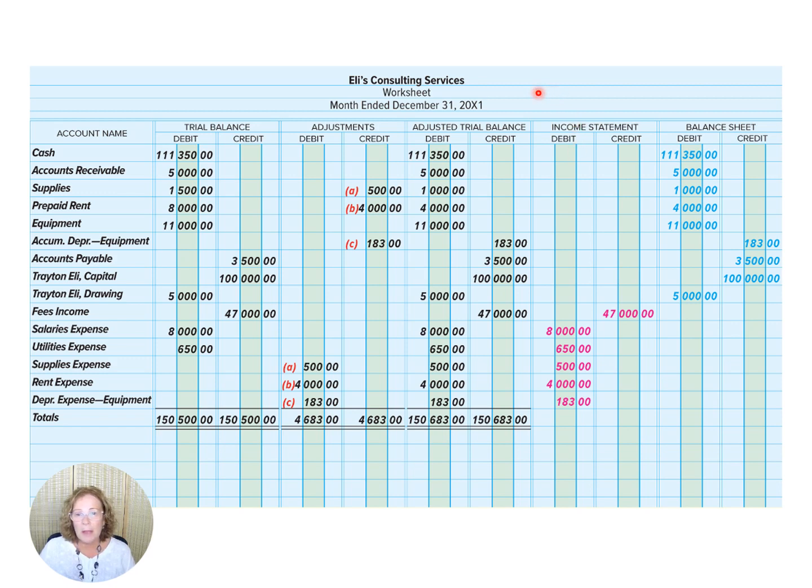Next, we'll sort the amounts in the adjusted trial balance columns into the last 2 sections. Balance sheet accounts are entered in the balance sheet columns, and income statement accounts are entered into the income statement columns.